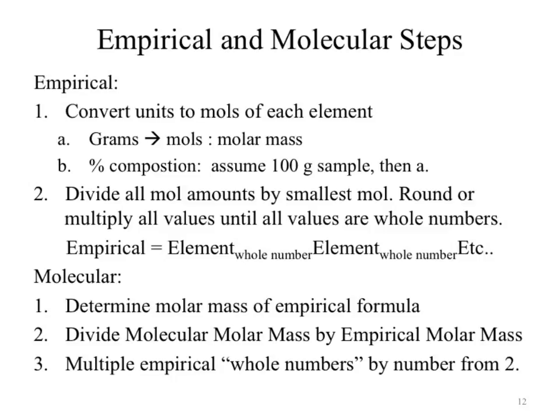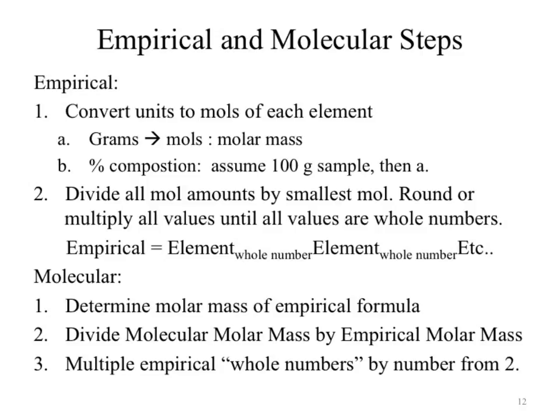To get your percent composition, sometimes you're told that it is 12% carbon and 88% hydrogen. Well, that's not a gram amount. How can you convert that into moles? Assume you have a 100-gram sample. If you have a 100-gram sample, that means 12 grams of it are carbon. The other, I said 90. I can't do math.